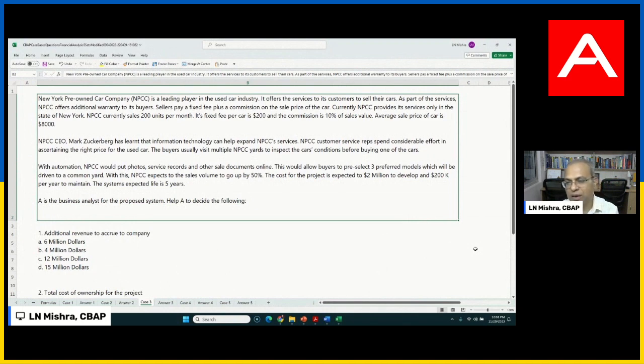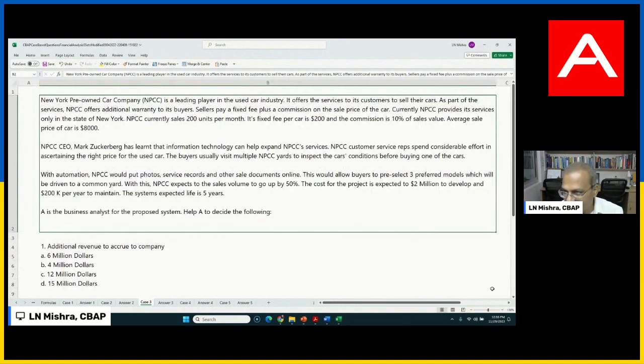Now they are trying to build a new system which will help them to sell more units. So this particular project will help them to have a wider customer base and sell more units. They're expecting that once this project is done, their sales volume will go up by 50%. The spend on the project is $2 million to develop and 200K per year to maintain.